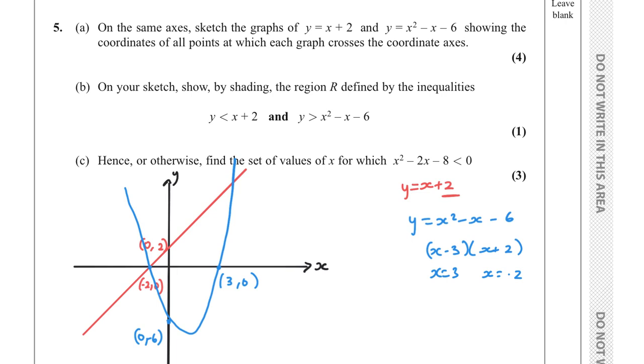Part B says, on your sketch, show by shading the region defined by the inequalities. So for the first one, we want to know where y is less than x plus 2. So where are our y coordinates less than this equation, below the line. Okay, and we can check by putting in a point and seeing if it's true. (0, 0) is our coordinate. If I put 0 here and 0 here, is 0 less than 0 plus 2, which is 2? Yes. So it's everything below the line that we want.